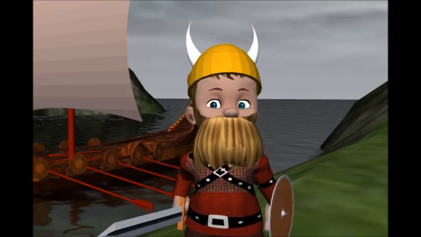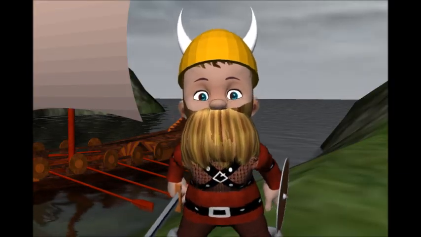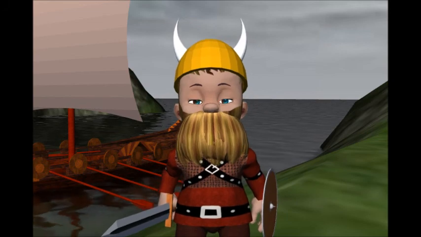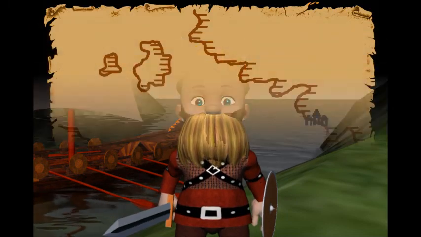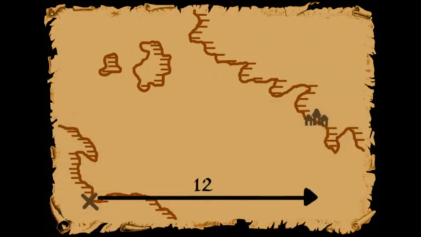Sven is a Viking. He has a problem. He wants to sail his ship across the vast sea to pillage and loot a nice unsuspecting town. He wants to know the fastest way to get there. He's heard that if he sails east for 12 miles, then sails north for 5 miles, he'll reach the town.